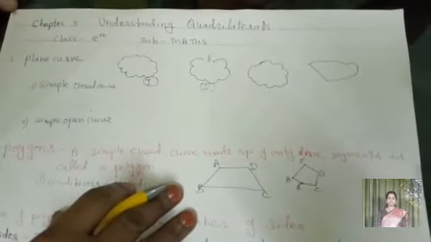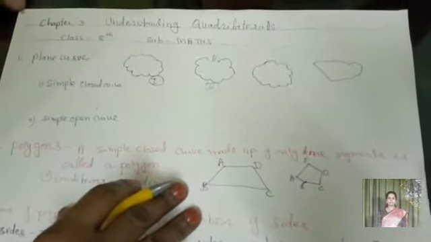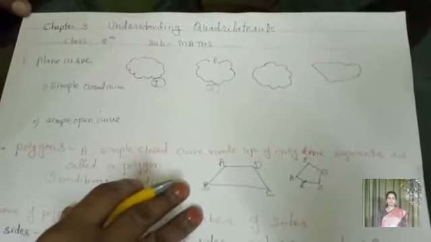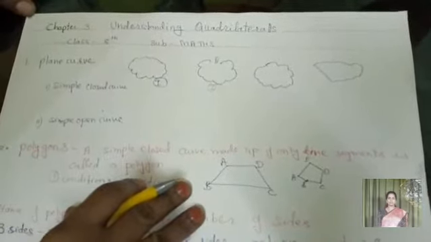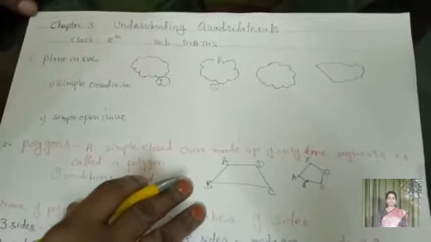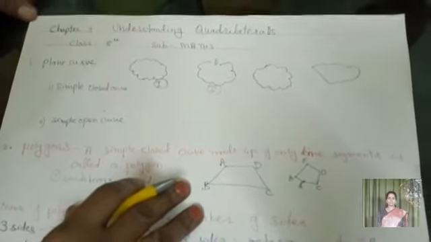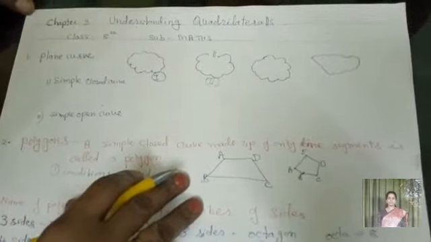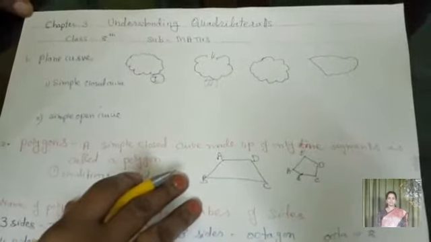Hello everyone. Today we are going to learn chapter 3, Understanding Quadrilaterals. A quadrilateral is a four-sided plane figure which we have learned in the previous classes. Before knowing the quadrilateral, we must know some basic concepts.